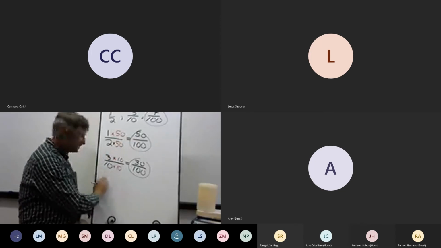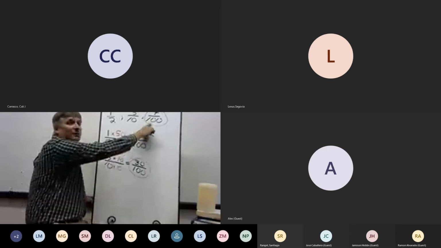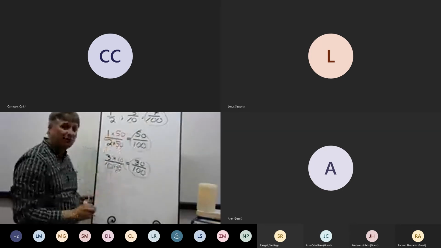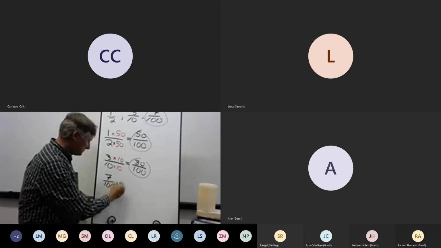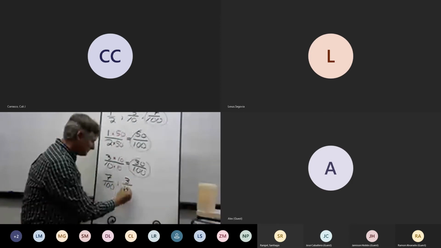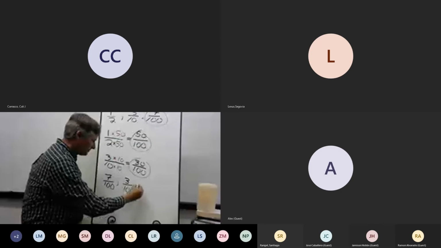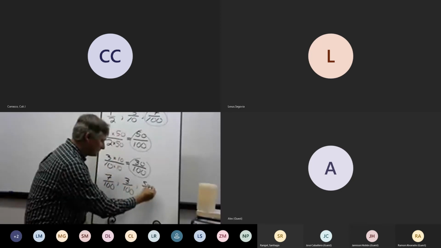Actually, we're going to do this in increasing order. So you want to look at the smaller fraction. It's going to be this one. The 7 is the smallest numerator. Then 30 out of 100. And then 50 out of 100.